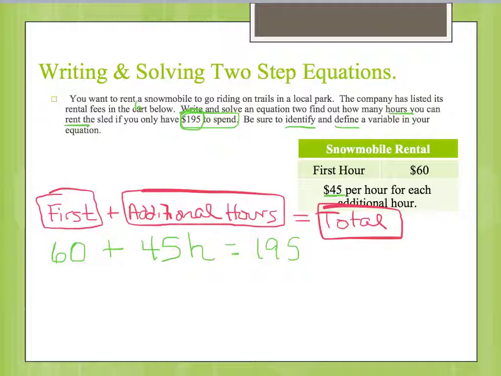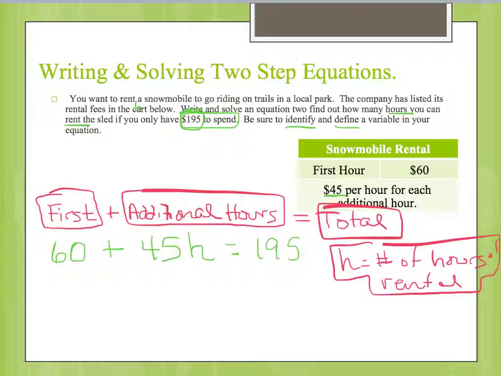So, to identify the variable, H is my variable, and H is going to be the number of hours that I rent the snowmobile. So number of hours of rental. So there is identifying and defining the variable. Now I can simply solve my equation.